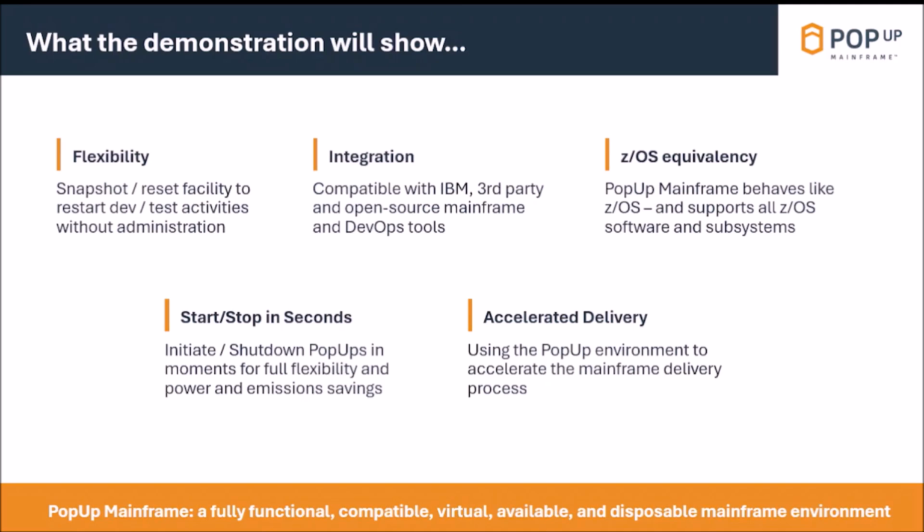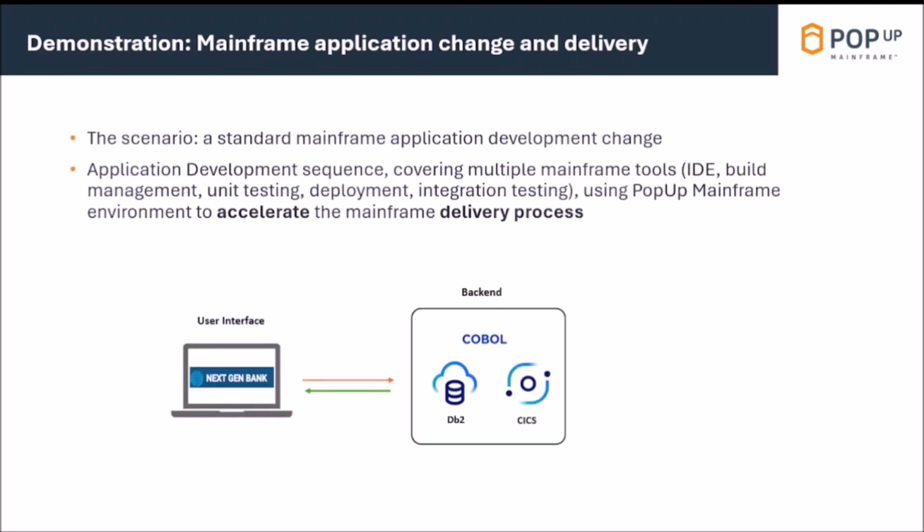In this example, we're going to illustrate one way of delivering mainframe application code changes, for which we're using a demo application called NextGen Bank. NextGen Bank is a simple application with a web-based UI, z/OS Connect to call the backend, which uses a typical mix of COBOL, CICS and Db2. The backend for NextGen Bank is running on a PopUp in dev test, but in a real-world scenario in production it would be on a physical mainframe.